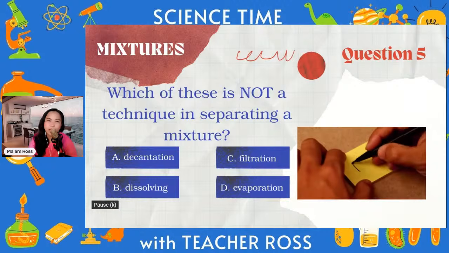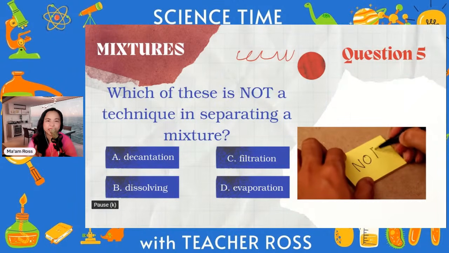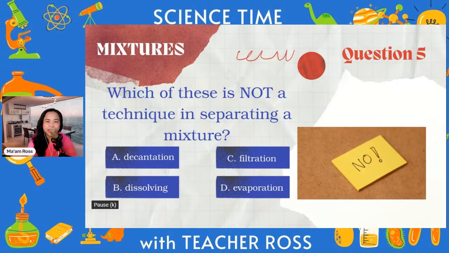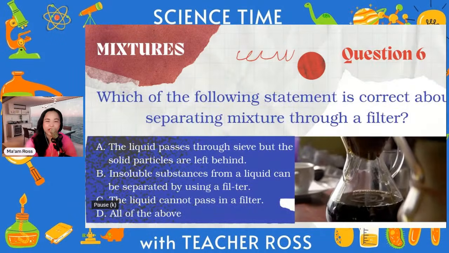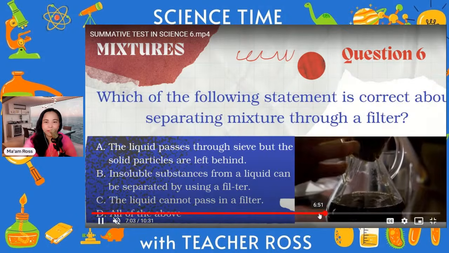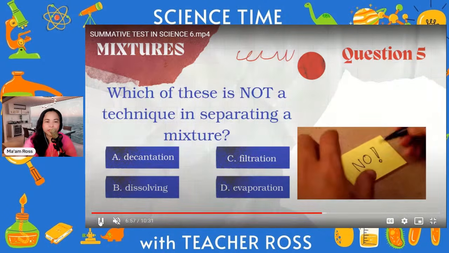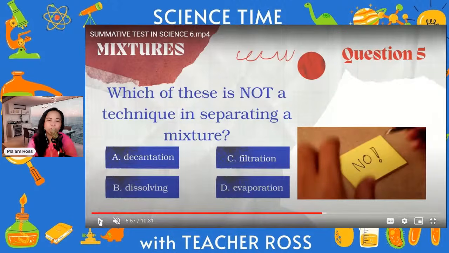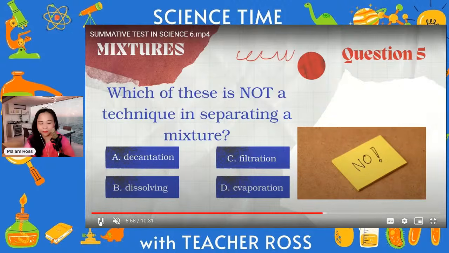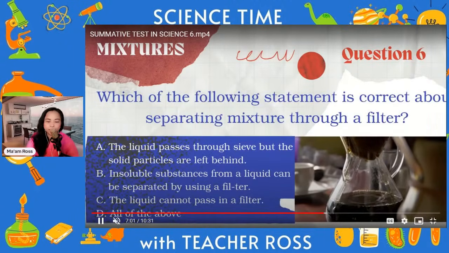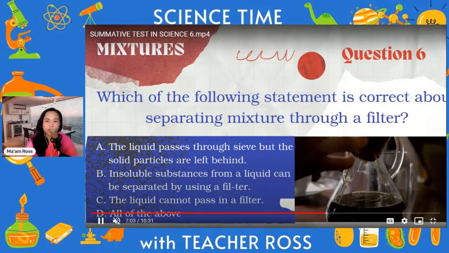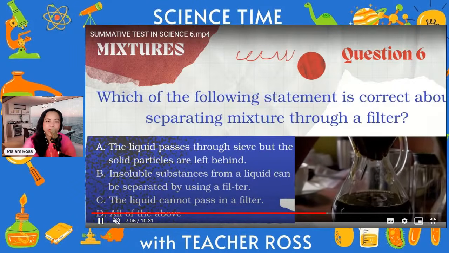Question number 5. Which of these is not a technique in separating mixture? Listen, A, decantation. And letter B, we have dissolving. C, filtration. And D, evaporation. Which of these is not a technique in separating a mixture? Take your time. Good job to all who are answering the correct answer.